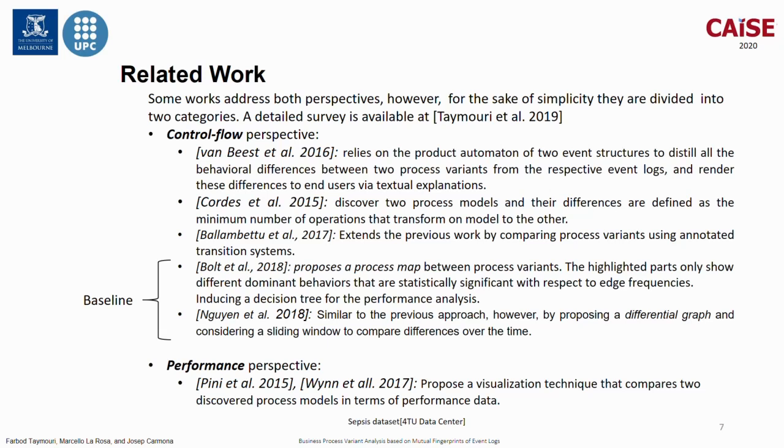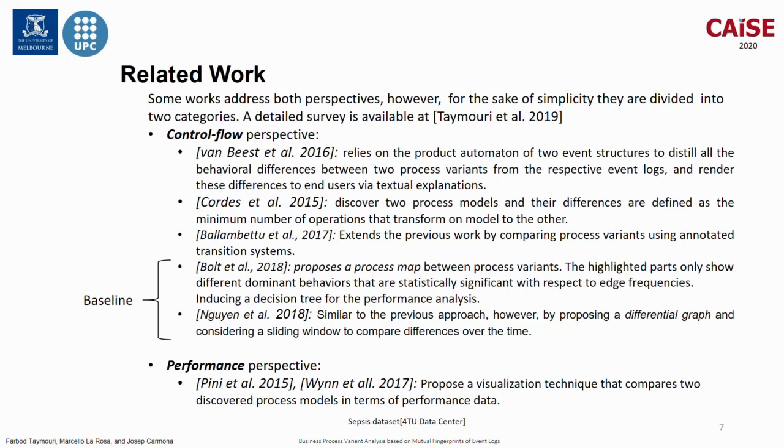Several works have been proposed for process variance analysis. As you see, the most recent ones are here. Some of this work examines both perspectives. However, for the sake of simplicity, they are divided into categories. The work by Van Beest discovers an event structure for each variant, then computes the difference between them and presents differences via textual explanation.